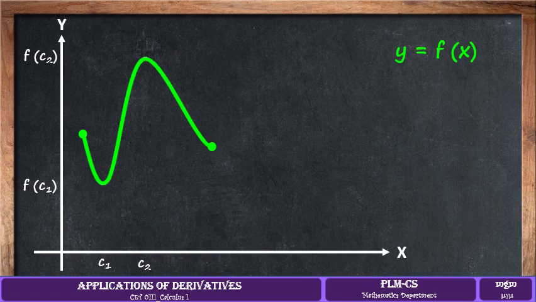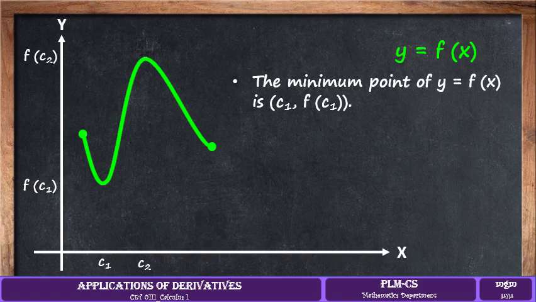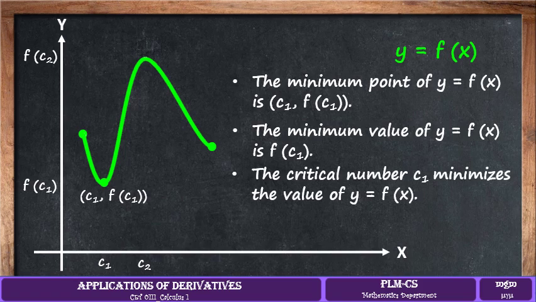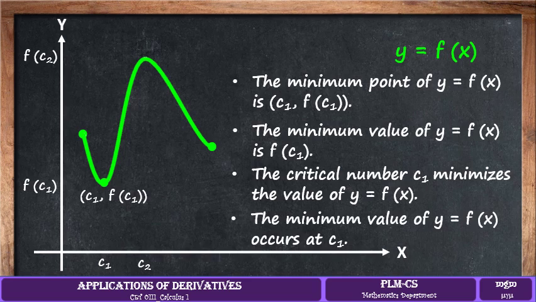Similarly, we can apply the same thing with the minimum value. So we can say that the minimum point of y equals f of x is c sub 1, f of c sub 1, which also means that the minimum value of y equals f of x is f of c sub 1. We can also say that the critical number c sub 1 minimizes the value of y equals f of x. In other words, c sub 1 is the number that you would plug into the function to get the minimum value. Or, put another way, the minimum value of y equals f of x occurs at c sub 1.